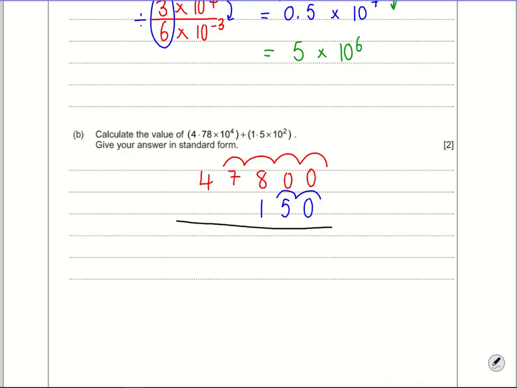Then you add these together. So 0, 5, 9, 7, and 4. And once you've done your adding, you've got to put it back into standard form. So that's 1, 2, 3, 4, stop there. 4.795 times 10 to the power of 4. Okay, definitely the safest way of doing adding and subtracting is to take them out of standard form.